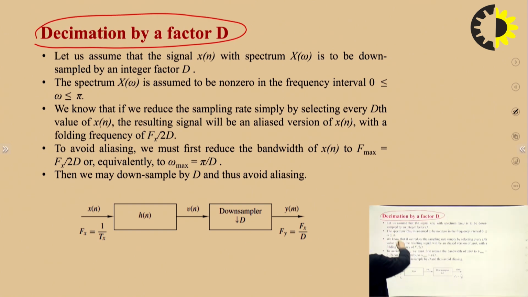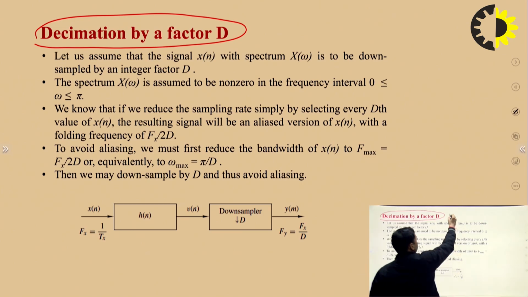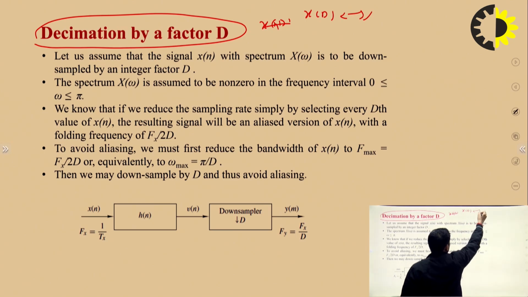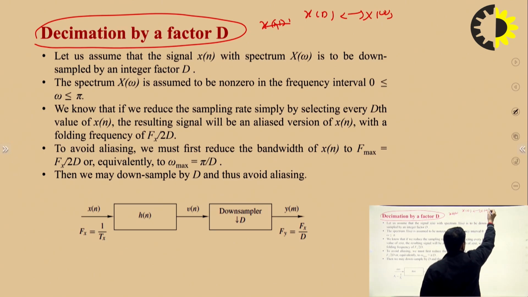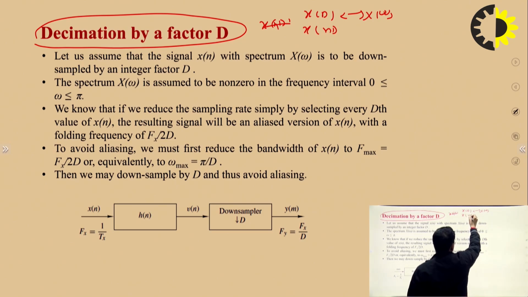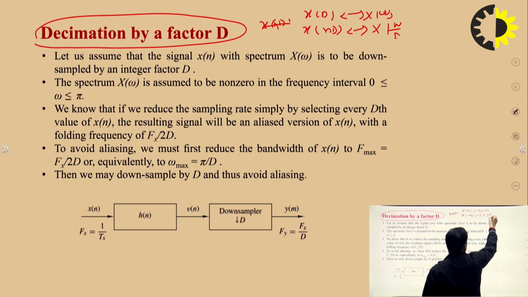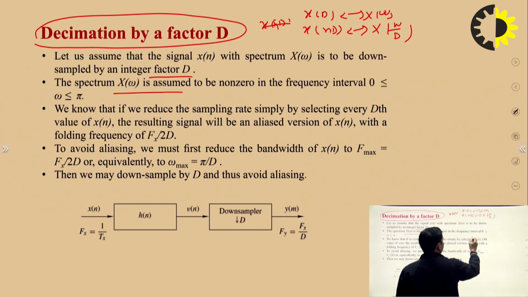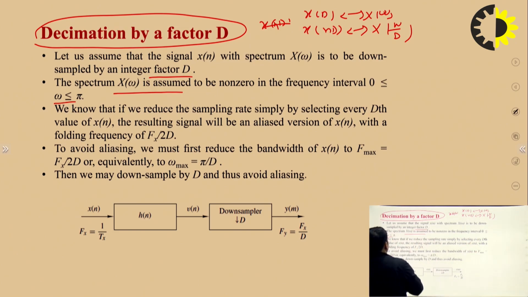Let us assume that the signal x(n) with a spectrum X(omega) is to be downsampled by the factor D. When it is downsampled, the frequency response should be X(omega/D). So, X(omega) is to be downsampled by an integer factor D. The spectrum of X(omega) is assumed to be non-zero in the frequency range from 0 to omega, where omega is greater than 0 but less than or equal to pi.